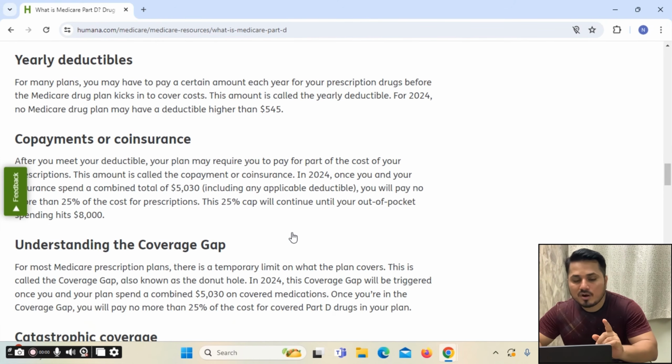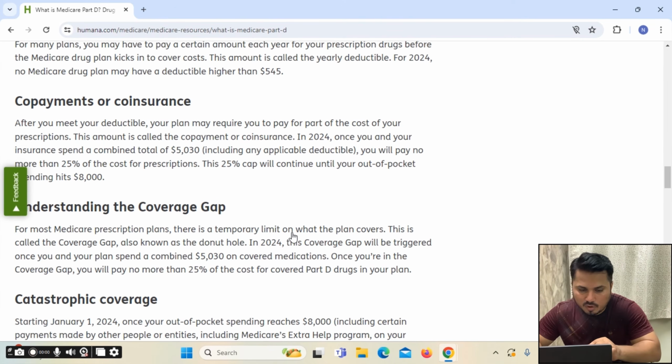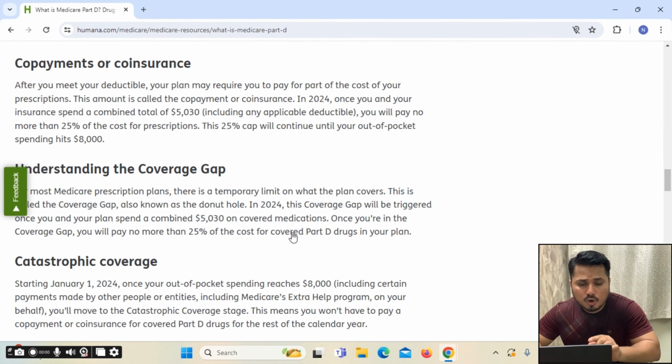Yearly deductible. For many plans, you may have to pay a certain amount each year for your prescription drugs before the Medicare drug plan kicks in to cover cost. This amount is called the yearly deductible. For 2024, no Medicare drug plan may have a deductible higher than $545.